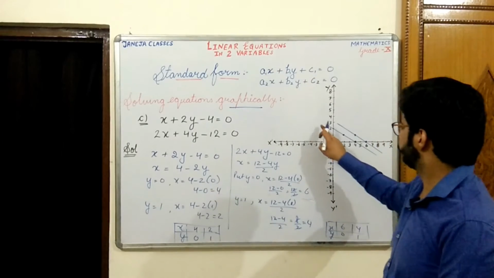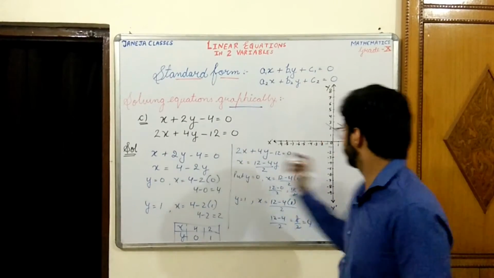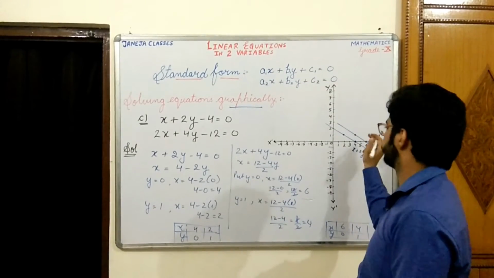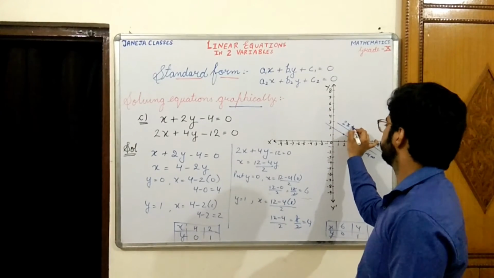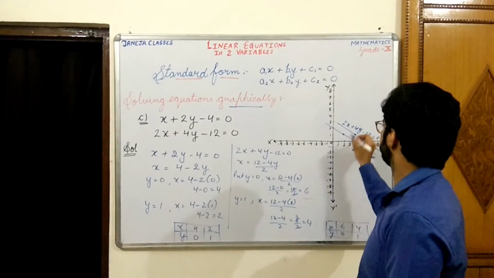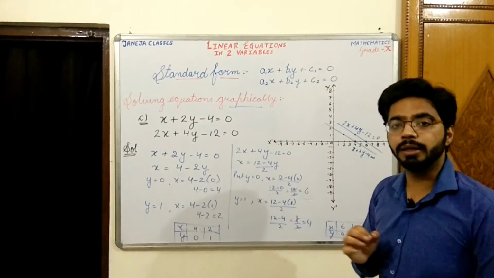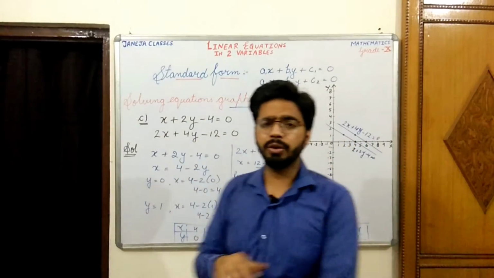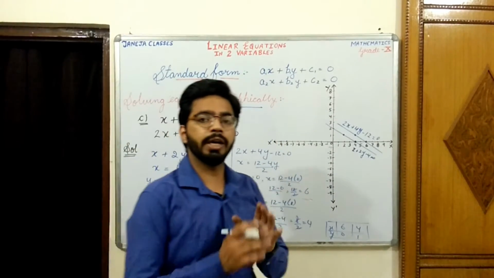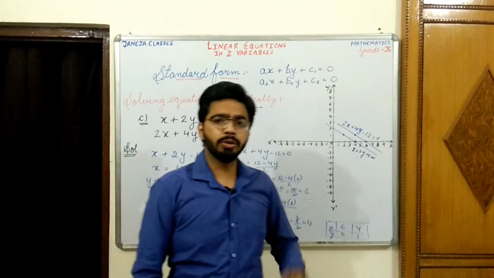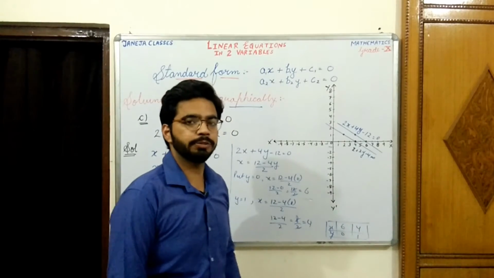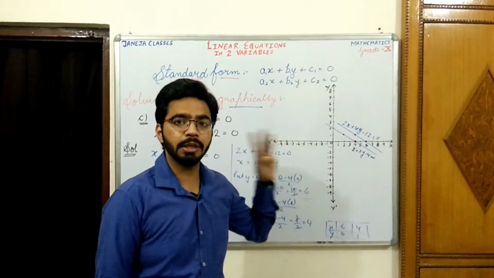Now see, this was our first line, and the first line is representing this equation, x plus 2y minus 4 is equal to 0, and the second equation is 2x plus 4y minus 12 equals to 0. Now see, both the lines are parallel. It means these two lines will never intersect each other, and that's why in this type of equation we will not find any solution. So we have done three types of equations. The first where the lines intersect each other, the second where the lines coincide, and the third where the lines are parallel.